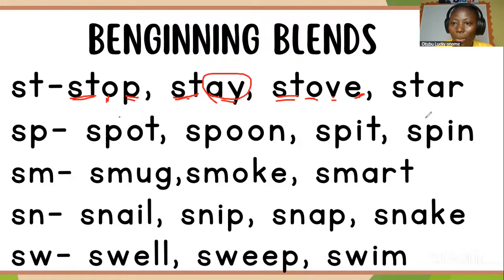Okay, we have to start. Picture that is blocking it. Now we have S and P. S and P says sp. We have it in words like spoon. Spot. We have it in words like spot, sp, A, T, spot.